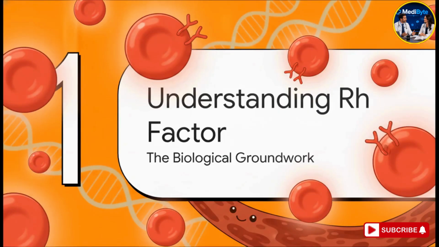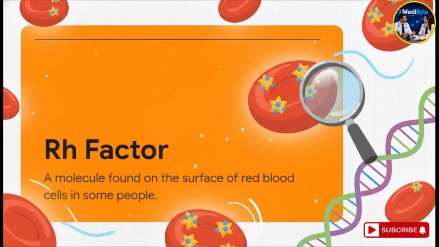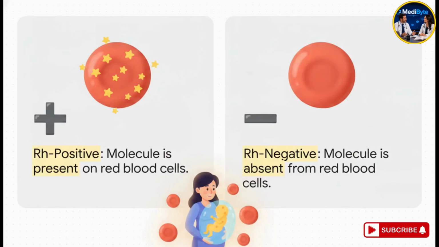All right, Section 1, Understanding the Rh factor, the biological groundwork. So to really grasp what's going on here, we kind of have to zoom in on the microscopic surface of our red blood cells. The Rh factor is simply a specific molecule found right there on the surface of these cells in some people. Basically, it's a genetic trait. You either inherit this little surface molecule from your parents or you don't. Simple as that. Meaning you're either Rh positive, so that surface molecule is present on your cells, or you're Rh negative, meaning it's completely absent.